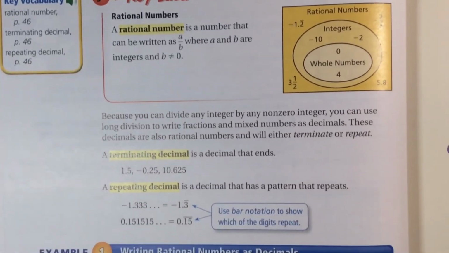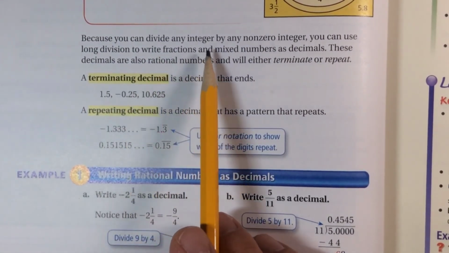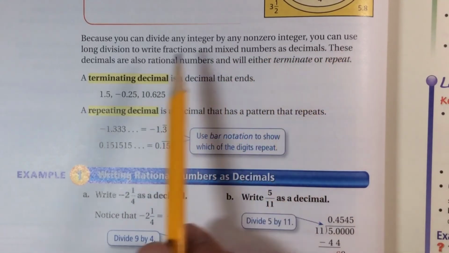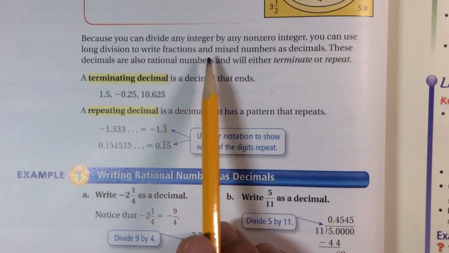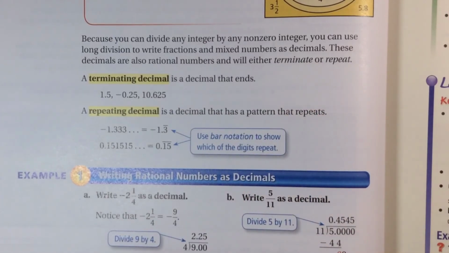All right, so here we go. Repeating decimal. Because you can divide any integer by a non-zero integer, you can use long division to write fractions and mixed numbers as decimals. So how do you write fractions as decimals?